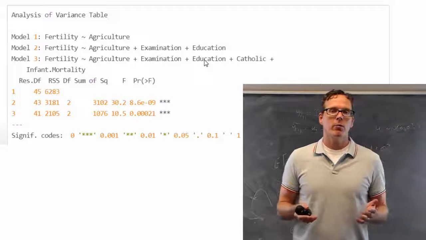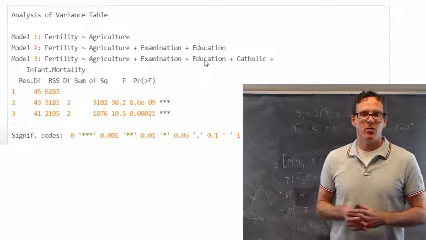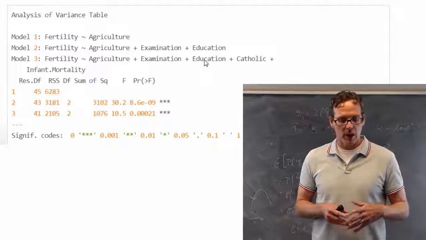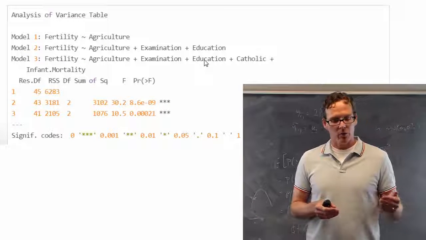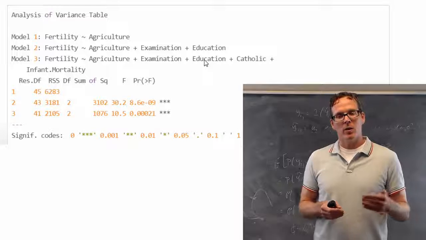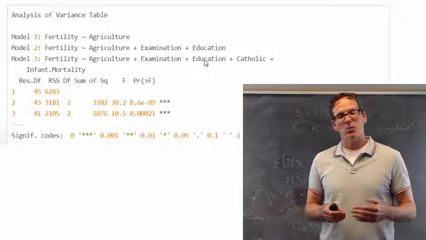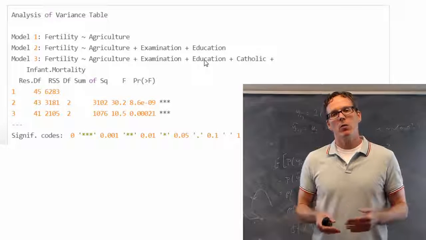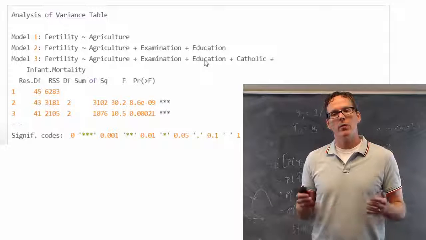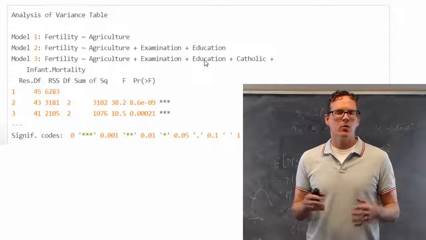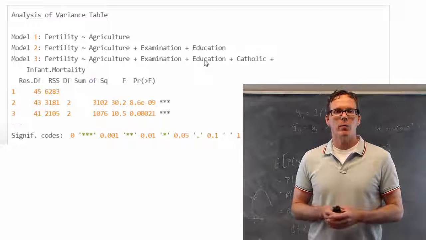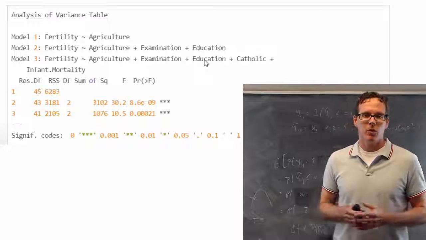It doesn't work if the models that you're looking at aren't nested. For example, if model 2 had examination but not education, and the third model had education but not examination, this wouldn't apply. You'd have to do something else. And there I think you get into the harder world of automated model selection with things like information criteria.